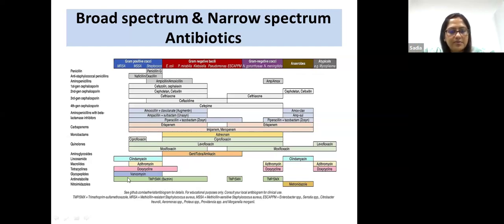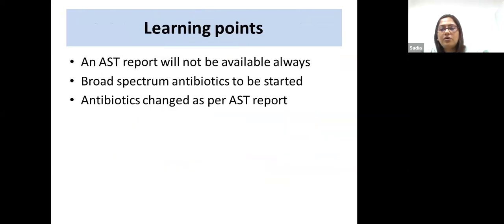For example, vancomycin. Your clindamycin may act against a particular 2 or 3 groups of organisms. It has no effect on your gram negative organisms. So this is how we tailor our treatment when we don't have an AST report. We should always start with a broad spectrum antibiotic, and then when your antibiotic susceptibility test report becomes available, you should narrow it down, or based on your susceptibility report, you should target the organism, deciding what is the best antibiotic which is working against it.